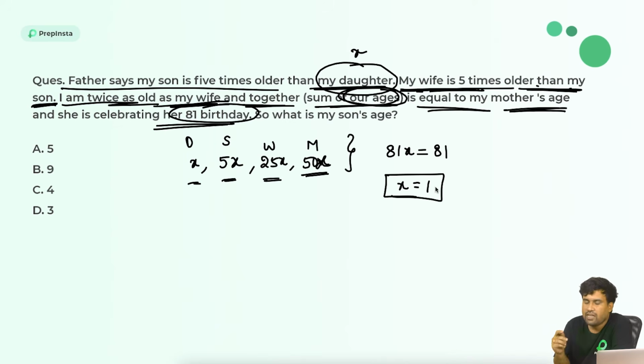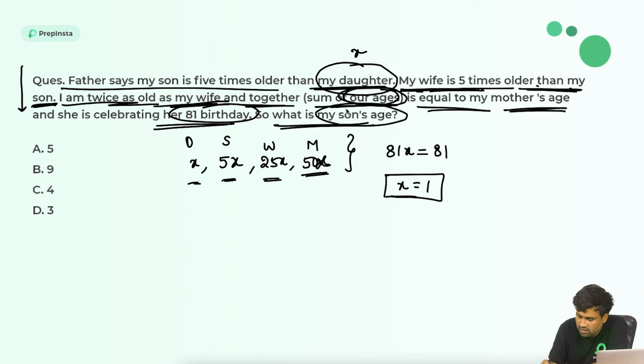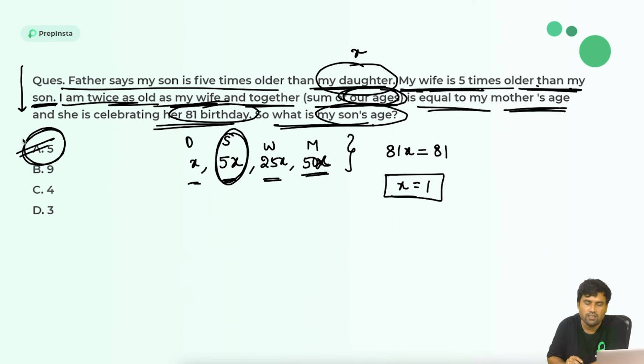See how simply, if you start reading the data and doing the parallel rough work, you will get the answer easily. If you start reading the total entry data once and again, reading the data for the second time, it will waste a lot of time. Okay, so x is equal to 1. What is my son's age? Son's age will be 5x. So 5 years, option A is the correct one.